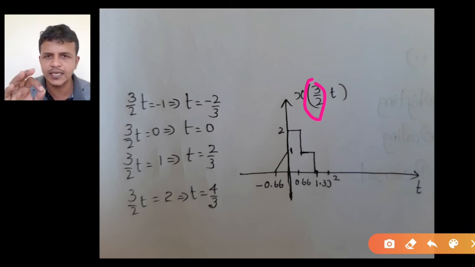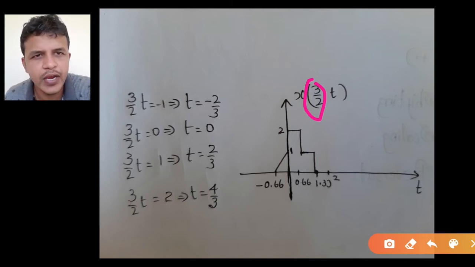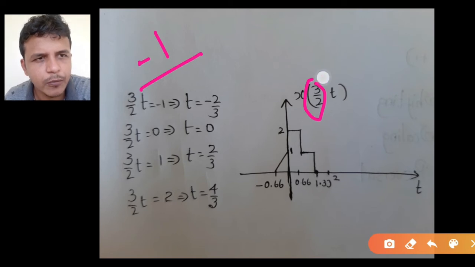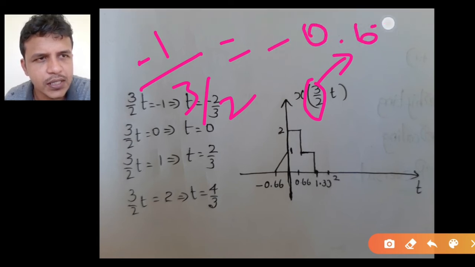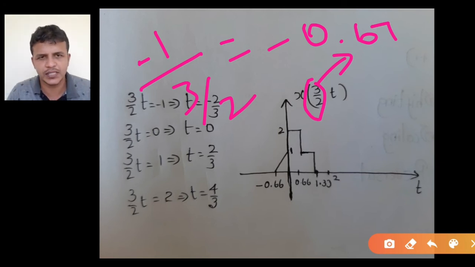Okay, so the signal that happened for x of t at minus 1, to identify that particular position, we have to divide minus 1 by the value by which t is weighted, that is 3 by 2. So that means minus 2 by 3, which is equal to minus 0.6666. So we can write it as minus 0.67.